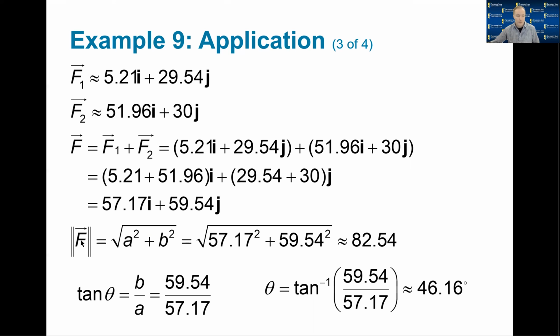You can say the magnitude of vector F is the square root of the horizontal coefficient squared plus the vertical coefficient squared. When I take that horizontal component squared plus the vertical component squared and take the square root of it, I get approximately 82.54. So I know the resultant vector is going to have a force of 82.54 pounds. In what direction? Well, that's what I'm finding next.